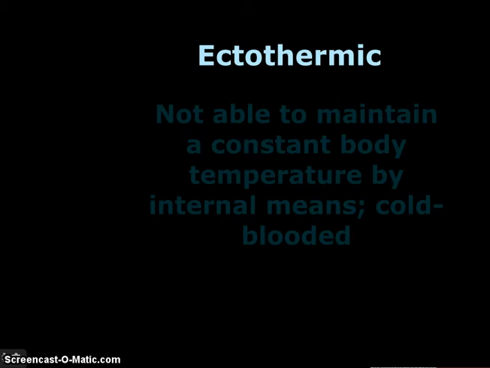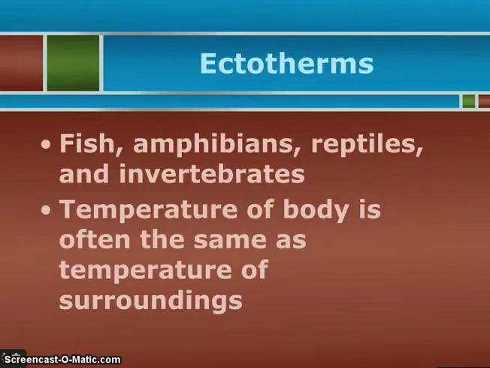Ectothermic animals are not able to maintain a constant body temperature by internal means. These are cold-blooded animals. And again, their blood isn't actually cold, it's just a term that we use. They're not able to maintain a constant body temperature. They're going to be varying based upon their environment. These are fish, amphibians, reptiles, and other invertebrates. But fish, amphibians, and reptiles are our ectothermic vertebrates.